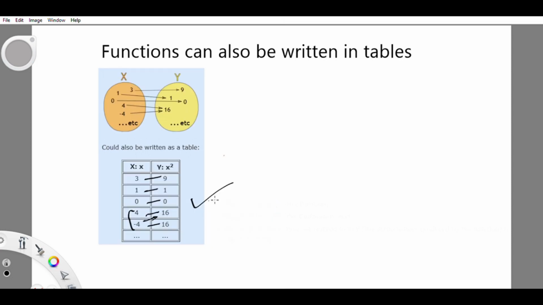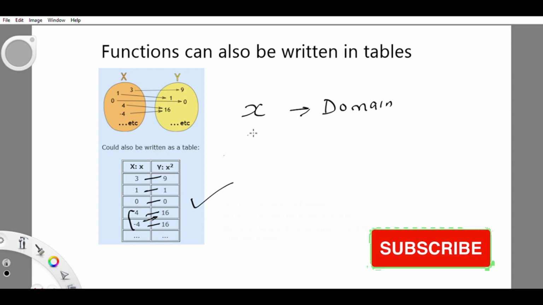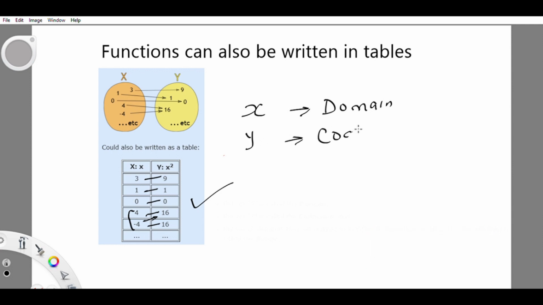So we can also write functions in tables. Please remember that the values in the x-axis are called the domain, while the values in the y-axis are called the codomain, and the values in the y-axis are called the range.